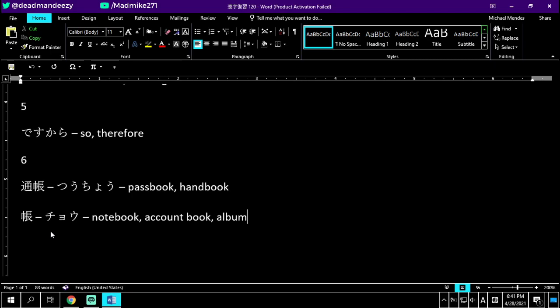Long cloth. Notebook, an account book, or an album. Passbook or handbook.